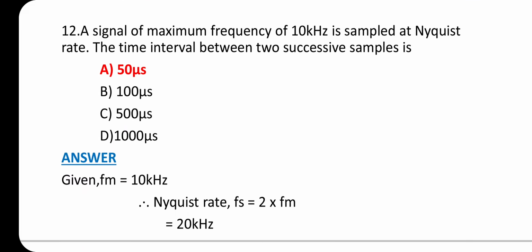Question number 12. A signal of maximum frequency of 10 kHz is sampled at Nyquist rate. The time interval between two successive samples is option A, 50 microsecond is the correct answer. Nyquist sampling interval is defined as the maximum time between regularly spaced samples that will permit the signal waveform to be completely determined and is equal to the reciprocal of twice the highest frequency in the sampling signal.